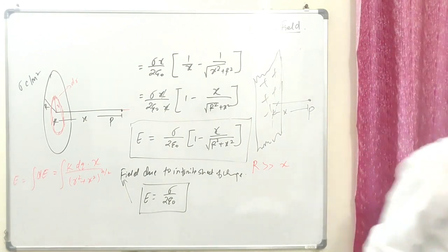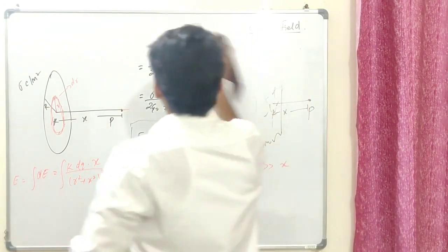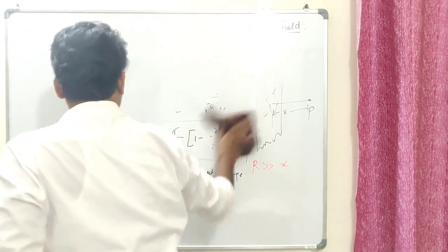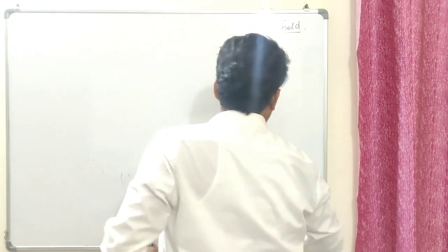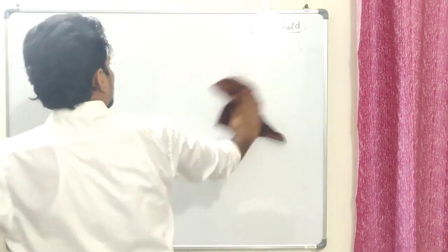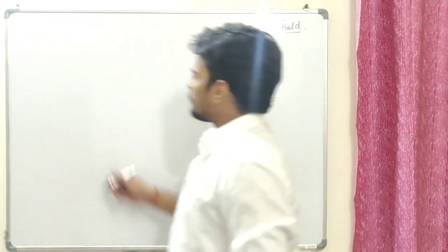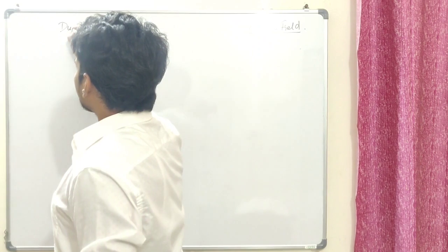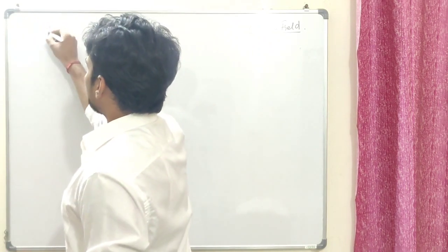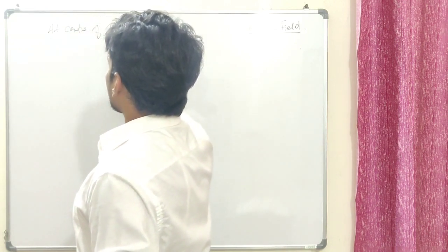Now let's quickly move on to hemisphere. Let us say what happens when we have a hemisphere and someone asks you to find the field at the center of this hemisphere. Well, that question has been asked quite some time in the board exams. So guys, just have a look at this with a lot of attention. Okay guys, now the next is due to hemisphere, at the center of hemisphere.